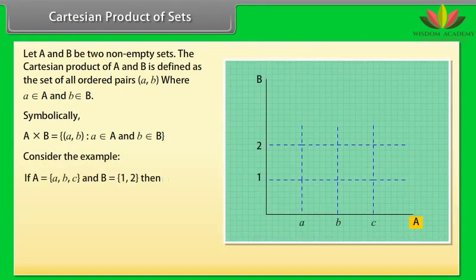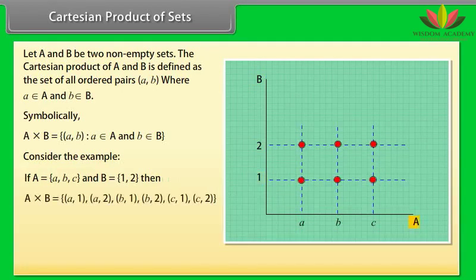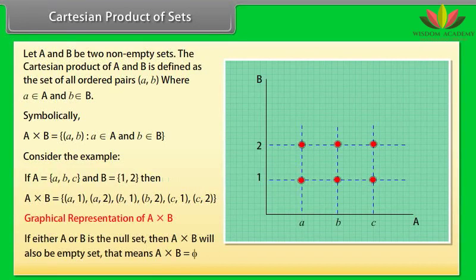Consider the example. If capital A is equal to {a, b, c} and capital B is equal to {1, 2}, then A cross B is equal to {(a, 1), (a, 2), (b, 1), (b, 2), (c, 1), (c, 2)}. Graphical representation of A cross B. If either A or B is the null set, then A cross B will also be the empty set. That means A cross B is equal to phi.